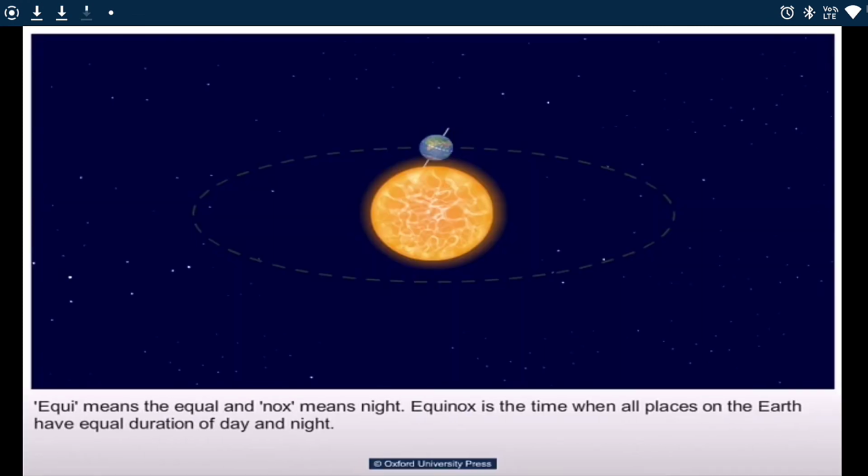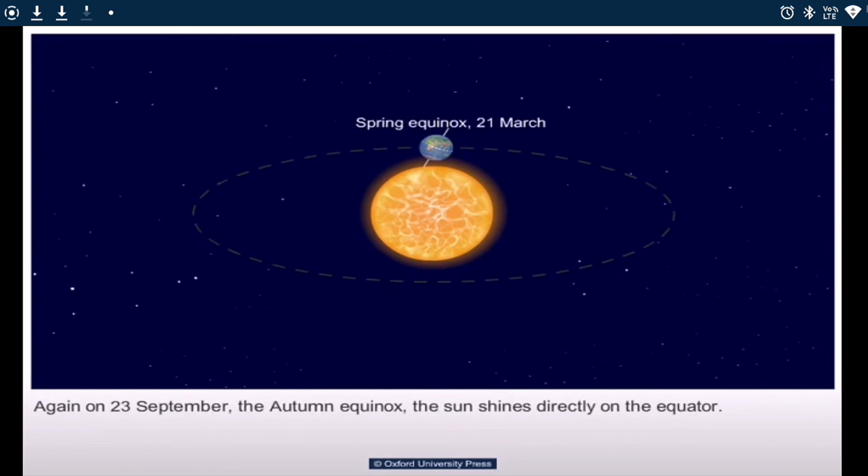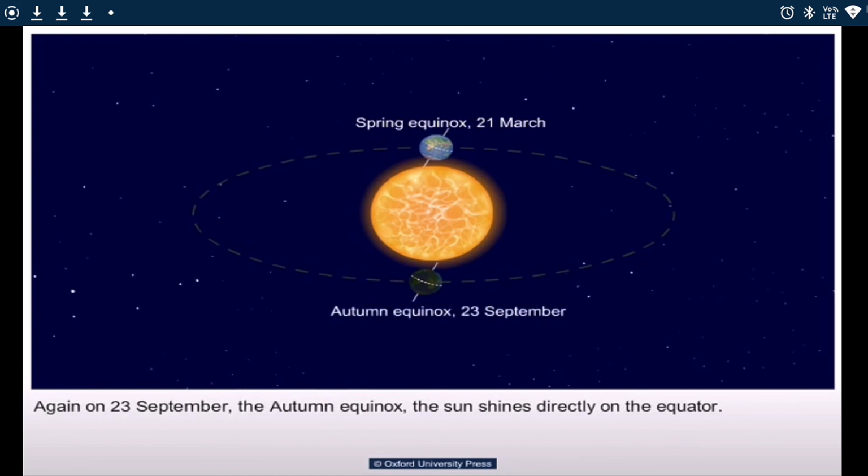Equi means equal and nox means night. Equinox is the time when all places on the Earth have equal duration of day and night. Each year, on 21st March, the spring equinox, the Sun shines directly on the equator. Again, on 23rd September, the autumn equinox, the Sun shines directly on the equator.